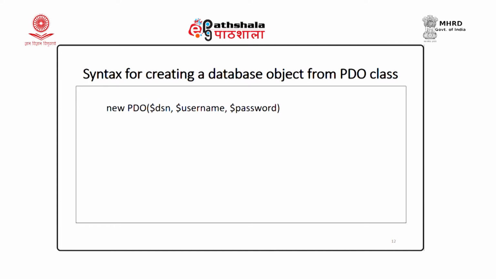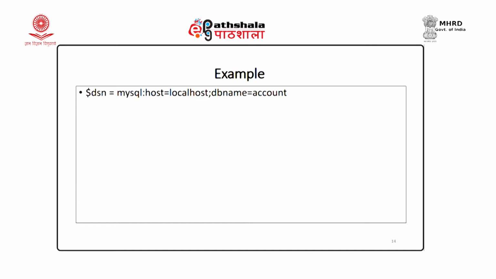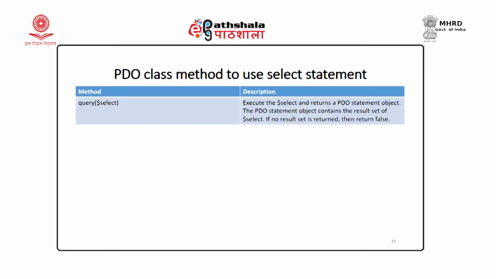So, I will demonstrate an example using PDO. To connect, we create a database object of the PDO class. We know that to create an object we have to use new and the class name. So, to create an object of PDO, you write new PDO, and it takes three parameters: DSN, username and password. DSN is the data source name, and it has its own syntax. For MySQL, the syntax is first the database name, here MySQLi, then colon, host equal to host address, semicolon, dbname equal to the database you would like to use. This is one example, $dsn.